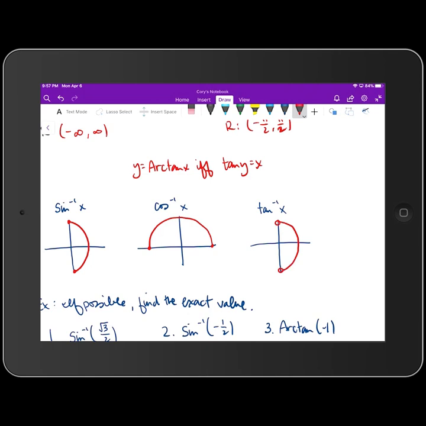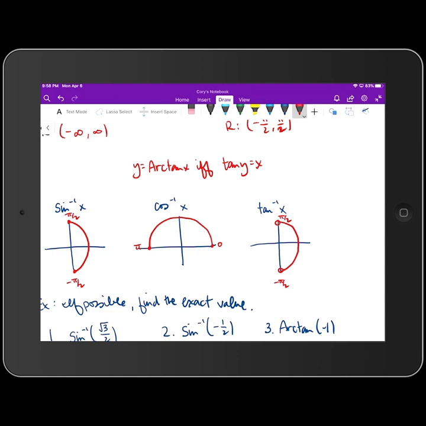And the reason that I want you to remember these is it's going to tell us where the outputs are going to be for each of these inverse trig functions. Okay, so again, for inverse sine, it's from negative pi over 2 to pi over 2. For inverse cosine, it's between 0 and pi. For inverse tangent, it's between negative pi over 2 and pi over 2. Okay, so how do I use these graphs to help me evaluate inverse trig functions?